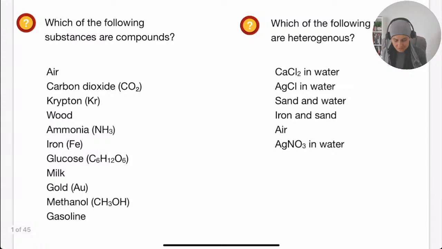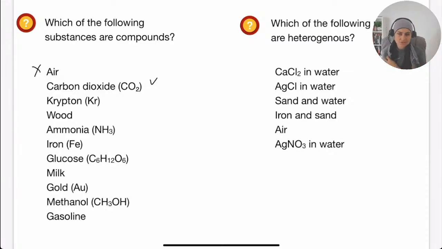Well, let's do a couple of questions. Which substances are compounds? Air is a mixture of gases, so not air, right? Air is like a nitrogen, oxygen, CO2 mixture. Carbon dioxide, yes, it's a compound. It consists of two elements, carbon and oxygen, bonded chemically together through a covalent bond.